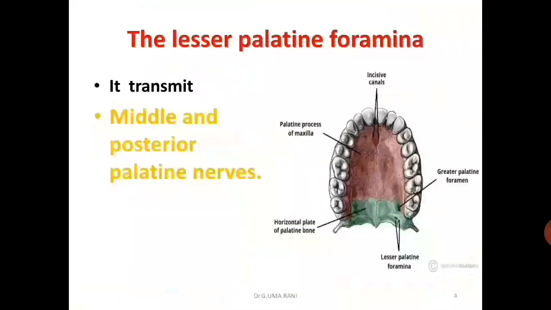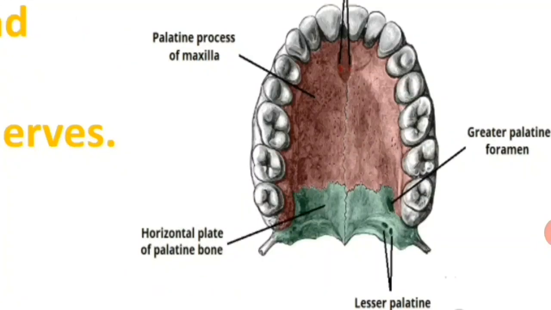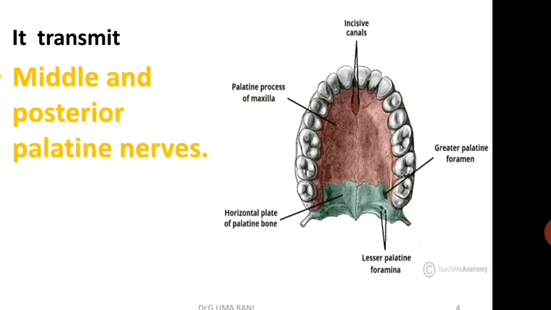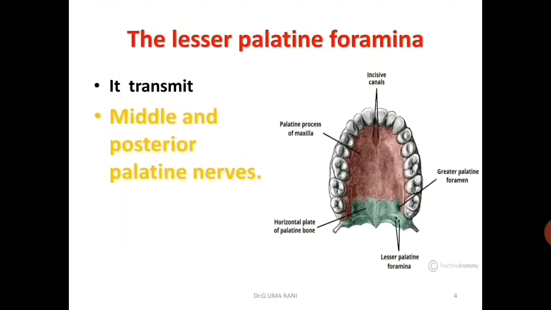Lesser palatine foramen. The lesser palatine foramen is located beneath the greater palatine foramina on either side of the horizontal plate of the palatine bone, and it transmits the middle and posterior palatine nerves.